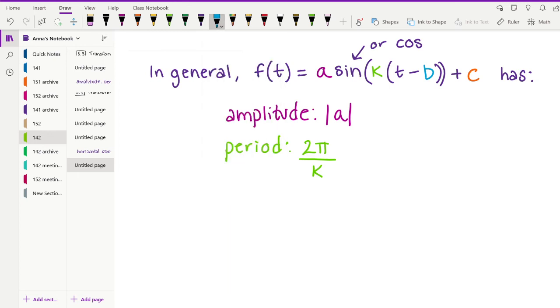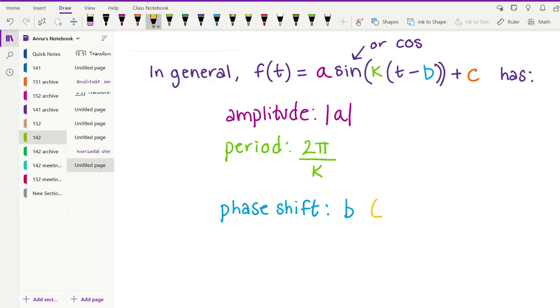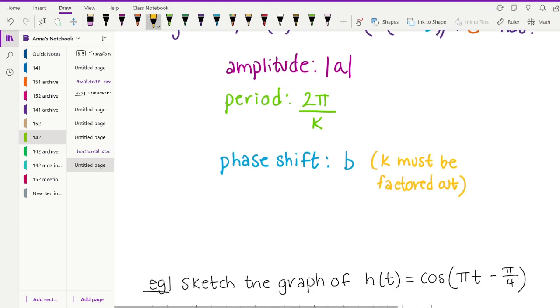Continuing to move from left to right, we talked about how the phase shift, that's the same thing as the horizontal shift. So that is going to be this number b. But be careful. Notice that in this general formula that I wrote out, k is factored out. So k has to be factored out in order for you to be able to read this off as being your horizontal shift. So maybe I'll make a quick little note of that. So k must be factored out in order for you to actually read that off as the phase shift.